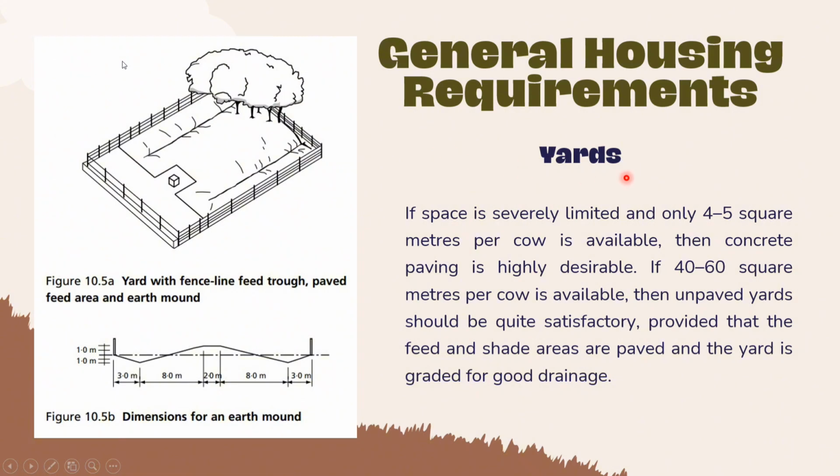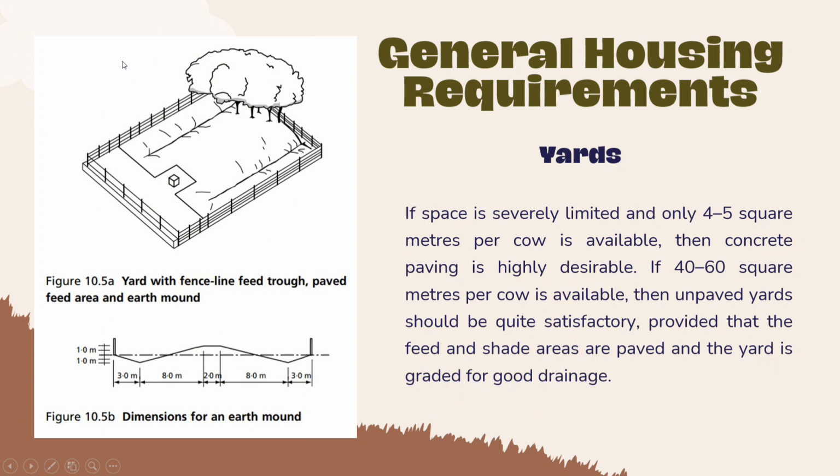Yards. If space is severely limited and only 4 to 5 square meters per cow is available, then concrete paving is highly desirable. If 40–60 square meters per cow is available, then unpaved yards should be quite satisfactory, provided that the feed and shade areas are paved and the yard is graded for good drainage.